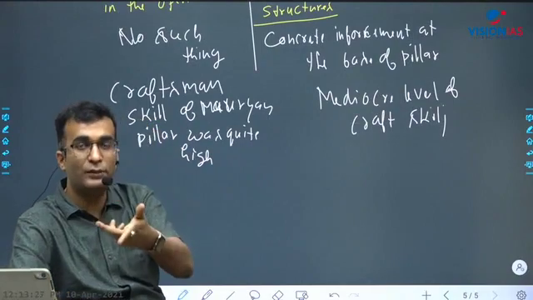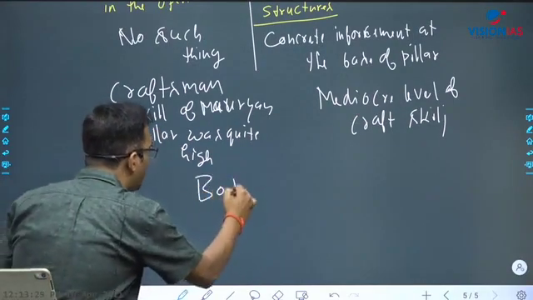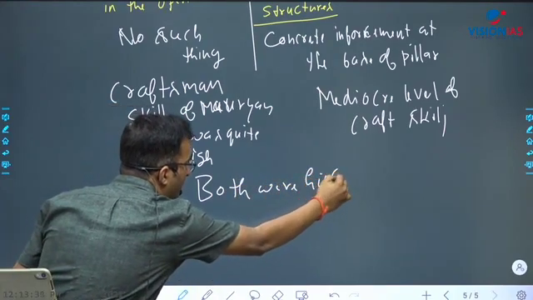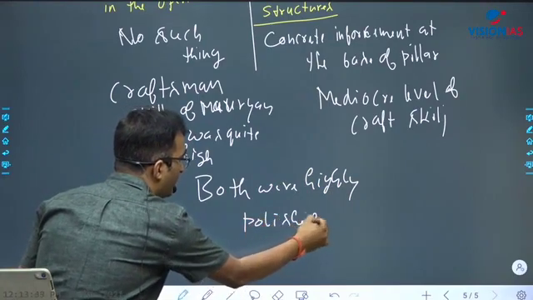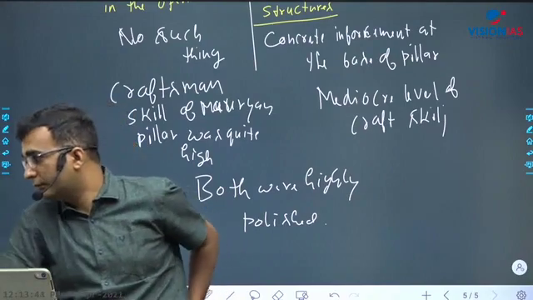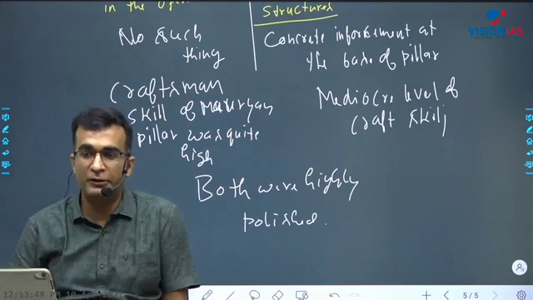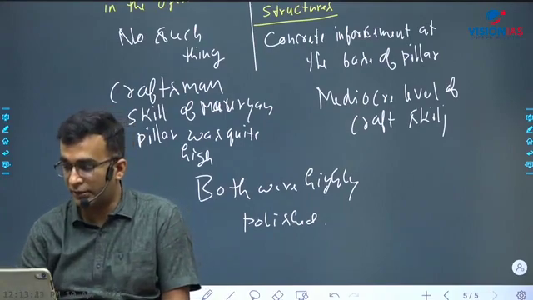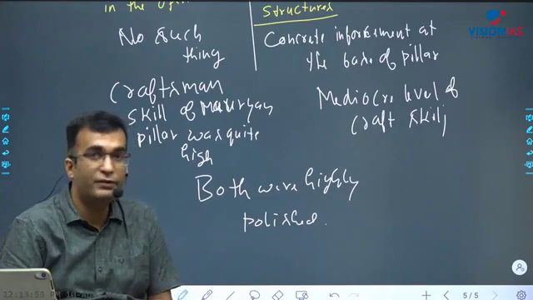And then the next one, the last one. Both were highly polished. So you can write it as a common feature: both were highly polished. So in this way, you have written about the features of the Mauryan pillars, and at the same time, we have also done the comparison.